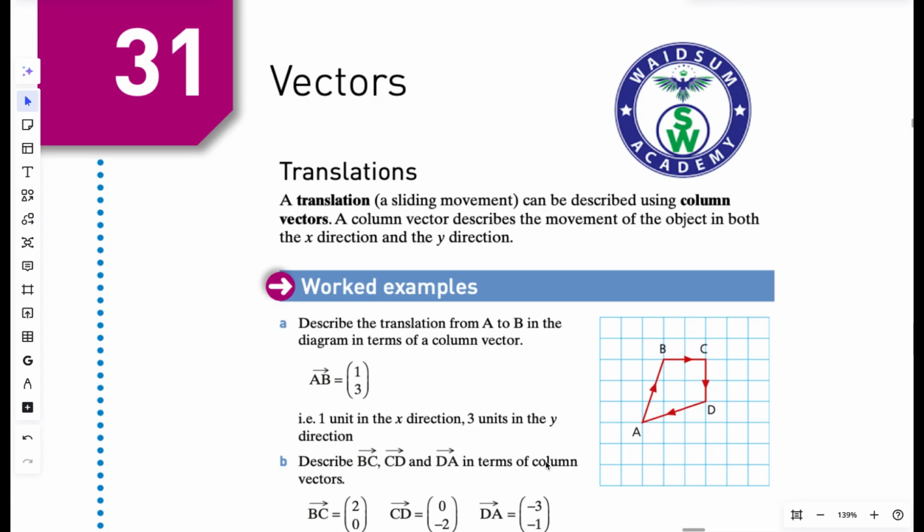Chapter 31 for your maths IGCSE. The chapter topic is vector. Chapter 31 is vector, chapter 32 is transformation. So after vector, we look at transformation again, and then we look at chapters 34 and 35, which is statistics.